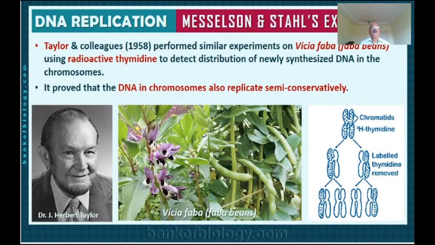Taylor and colleagues in the year 1958 performed similar experiments on Vicia faba, that means faba beans, which belongs to Fabaceae, using radioactive thymidine to detect the distribution of newly synthesized DNA in the chromosomes. It proved that the DNA in chromosomes also replicates semi-conservatively. That means in newly formed DNA, one strand is old and one strand is new, that is called semi-conservative replication.